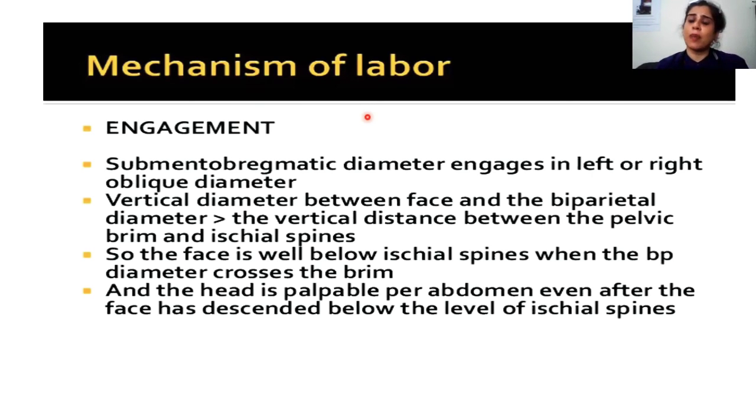Now talking about mechanism of labor. How is the baby born in face presentation? Firstly, we know the cardinal movements of normal mechanism of labor. These include engagement, then the descent, which is a continuous process, then flexion, then internal rotation, then delivery of the head by extension, and then restitution, and then external rotation and delivery of the body by lateral flexion.